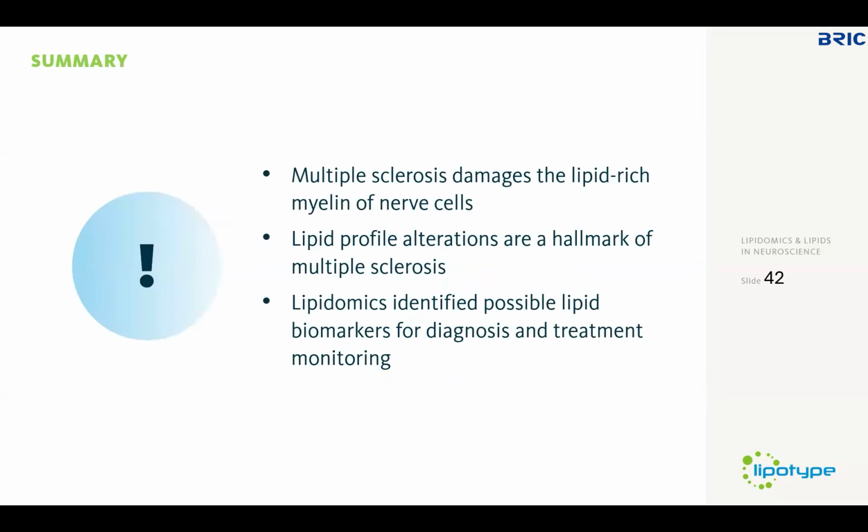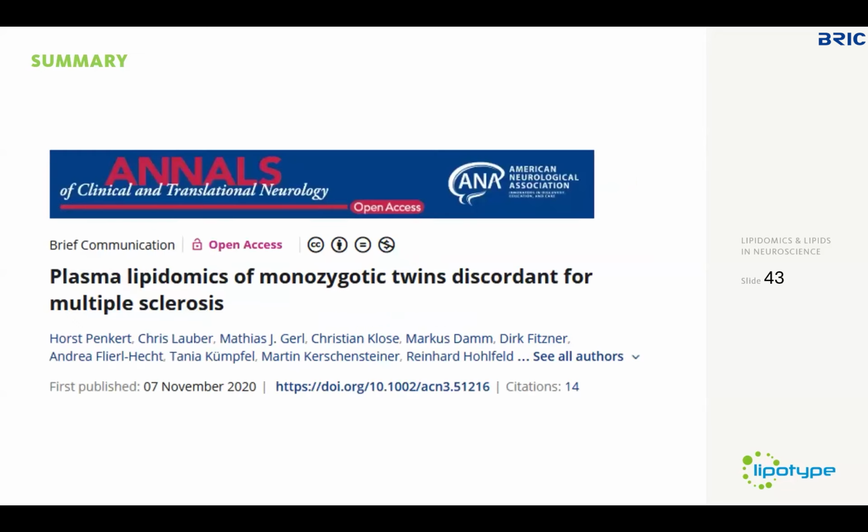So multiple sclerosis, just to sum up, damages the lipid-rich myelin of nerve cells. Lipid profile alterations are a hallmark of multiple sclerosis, and lipidomics helps to identify possible lipid biomarkers for diagnosis and maybe, potentially one day, for treatment monitoring. Again, you can read this paper online.